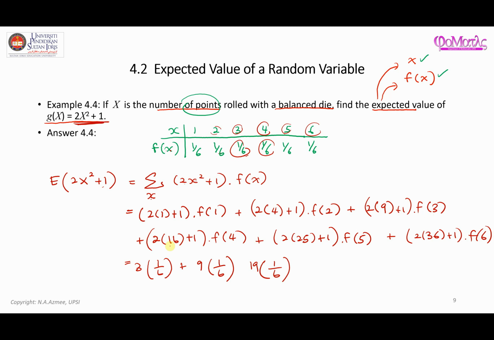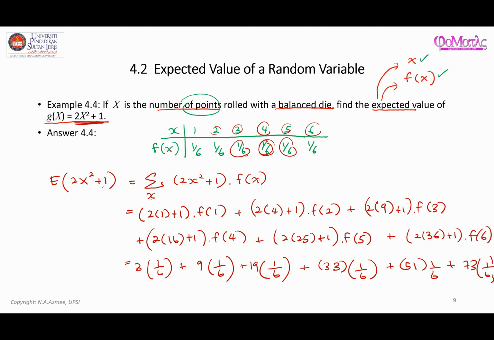And then this one is 32, so 33. 33 times 1 over 6 for f4. And then this one is 50, 51. 51 times 1 over 6 for this one, f5. And finally, 36 and 2 is 72, 73. So 73 times 1 over 6.